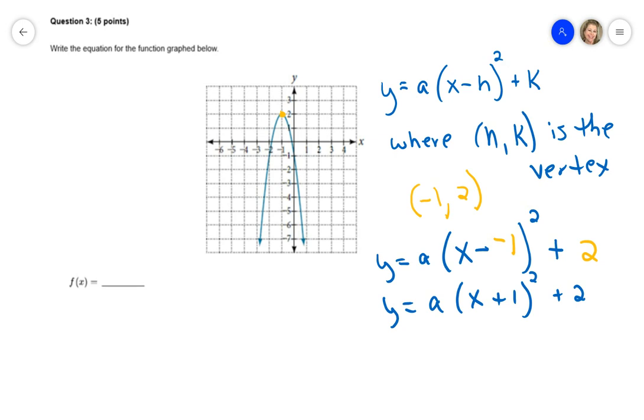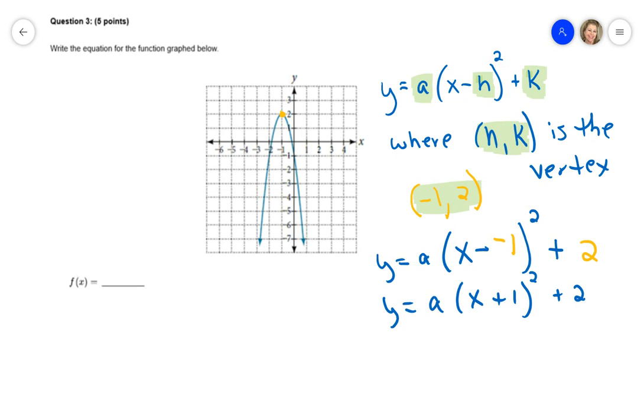Now, the only variable that I have left to find is the a. When I come back up here, there's supposed to be a number here, there's supposed to be a number here, and there's supposed to be a number there. I already had the h and the k, that's the vertex, which is what I had right here. A is my problem child.